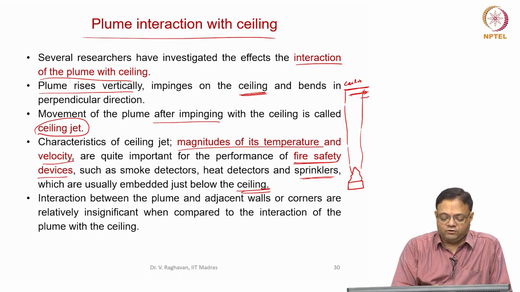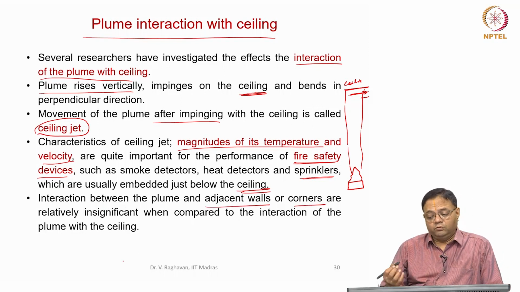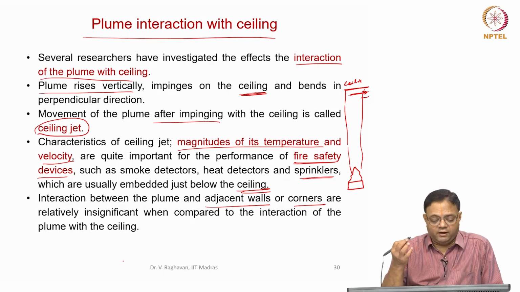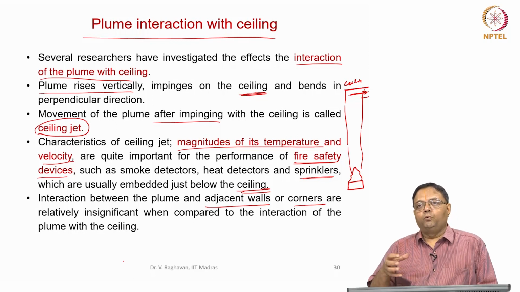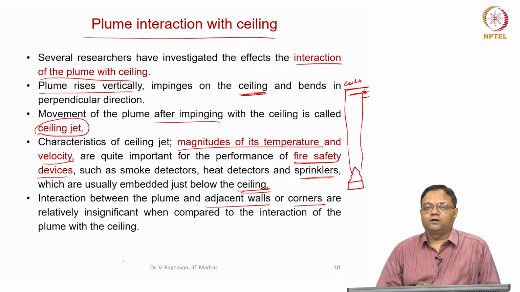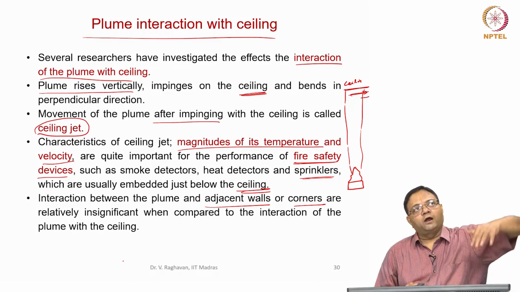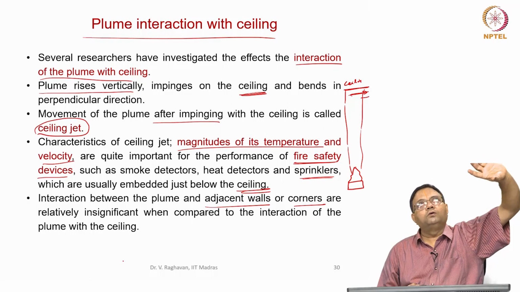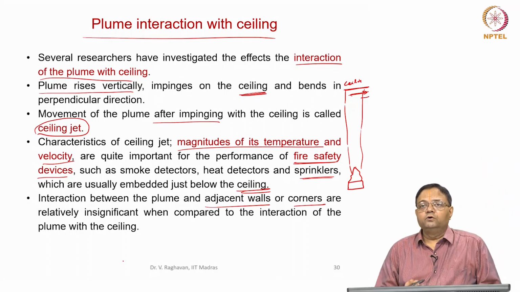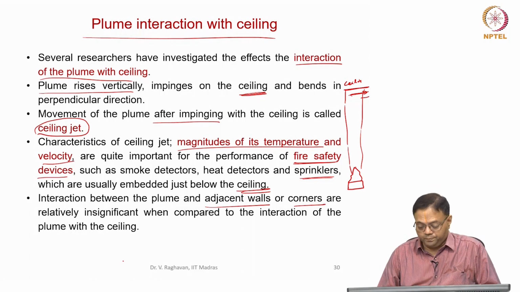Now, interaction of the plume with adjacent walls or corners is relatively not very significant. Why? Because as I told you, the plume actually rises up. The only main thing the corner or side walls can cause is some asymmetric air entrainment. But the strong influence is by the ceiling. That is, the plume interacts much more strongly with the ceiling rather than the side walls and the corner.